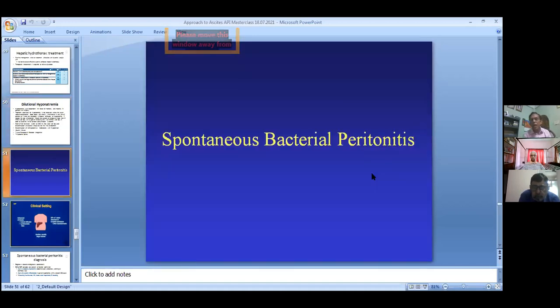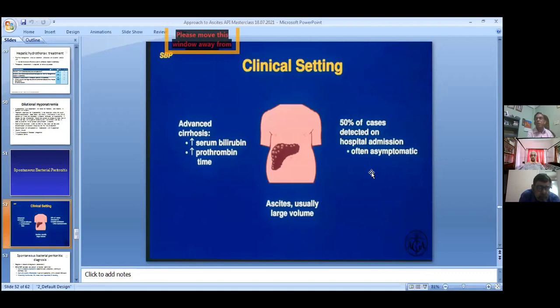Now my last part of the talk is spontaneous bacterial peritonitis. Bacterial complication is very common in cirrhosis, and the commonest bacterial infection in cirrhosis is spontaneous bacterial peritonitis. It usually develops in advanced cirrhosis, particularly if there is a high serum bilirubin and high prothrombin time, the risk of SBP is high. And in about 50% of the patients who are hospitalized for cirrhosis, SBP has been found to be the complication for which the patient is hospitalized. But sometimes the SBP can be asymptomatic, and you have to suspect it.